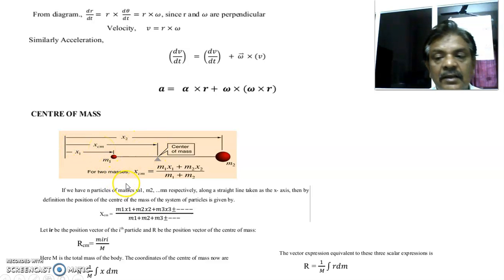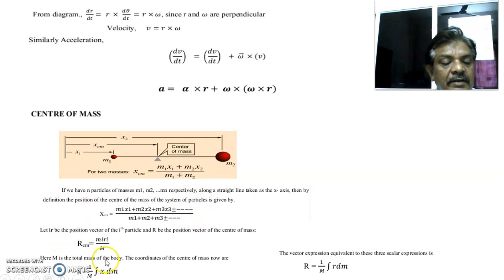You can write the center of mass of this two-particle system as xcm is equal to m1 x1 plus m2 x2 by m1 plus m2. This is extended to n number of bodies: xcm is equal to m1 x1 plus m2 x2 plus m3 x3 and so on, by m1 plus m2 plus m3 and so on. This is the center of mass of a particle body along the x direction. Similarly, ycm is equal to m1 y1 plus m2 y2 plus m3 y3 and so on, by m1 plus m2 plus m3 and so on.